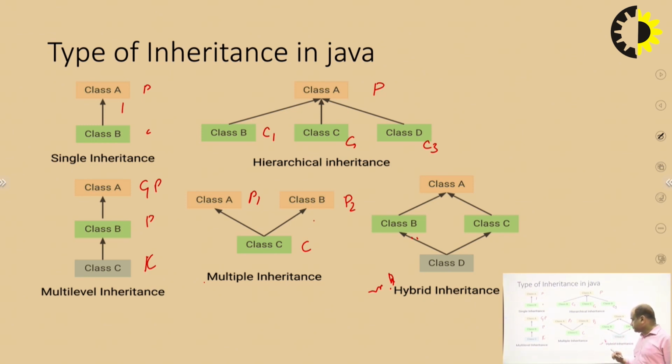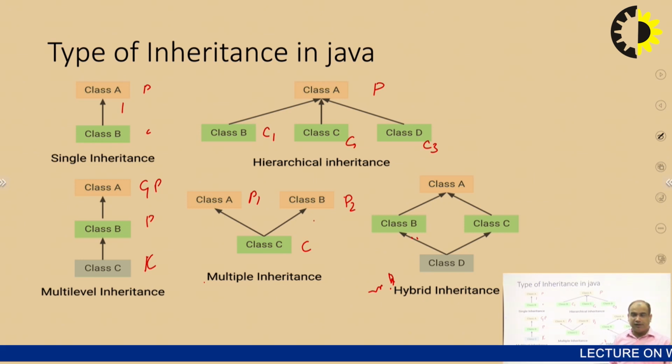Last one is hybrid inheritance. In hybrid inheritance, there can be any type of inheritance: single level, multi-level, multiple, any type. For Java, multiple inheritance is not directly supported by classes. I am repeating, that is a very important concept. Multiple inheritance and hierarchical inheritance are not supported by Java directly through classes. We use interfaces to implement multiple inheritance.